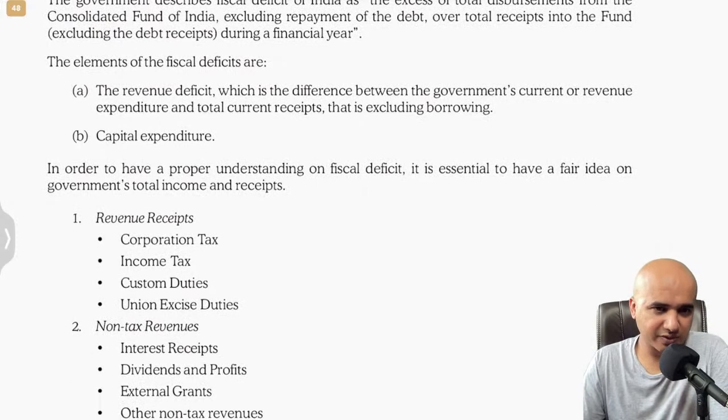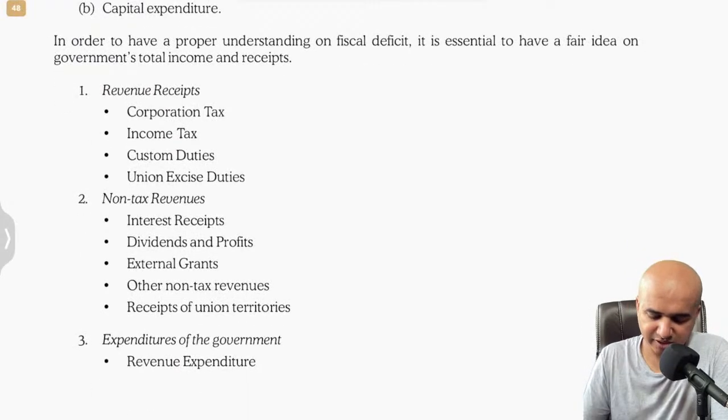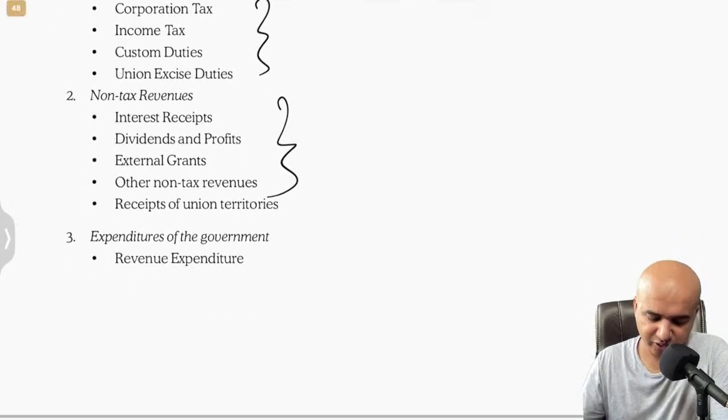the elements of fiscal deficit: how can fiscal deficit arise? One, it could be revenue deficit, meaning the government's current revenue is less than its current expenditure. Or it could be capital expenditure also. If there is too much capital expenditure and too little capital revenue, then also we will have fiscal deficit. They have just given various sources here. No need to get into that. We have already seen different sources.